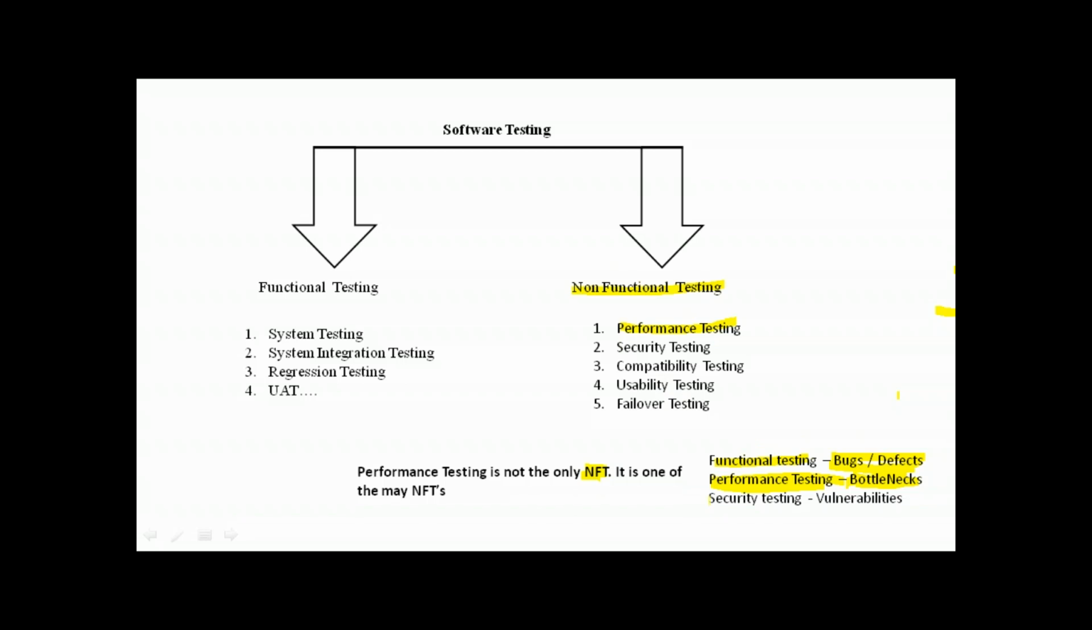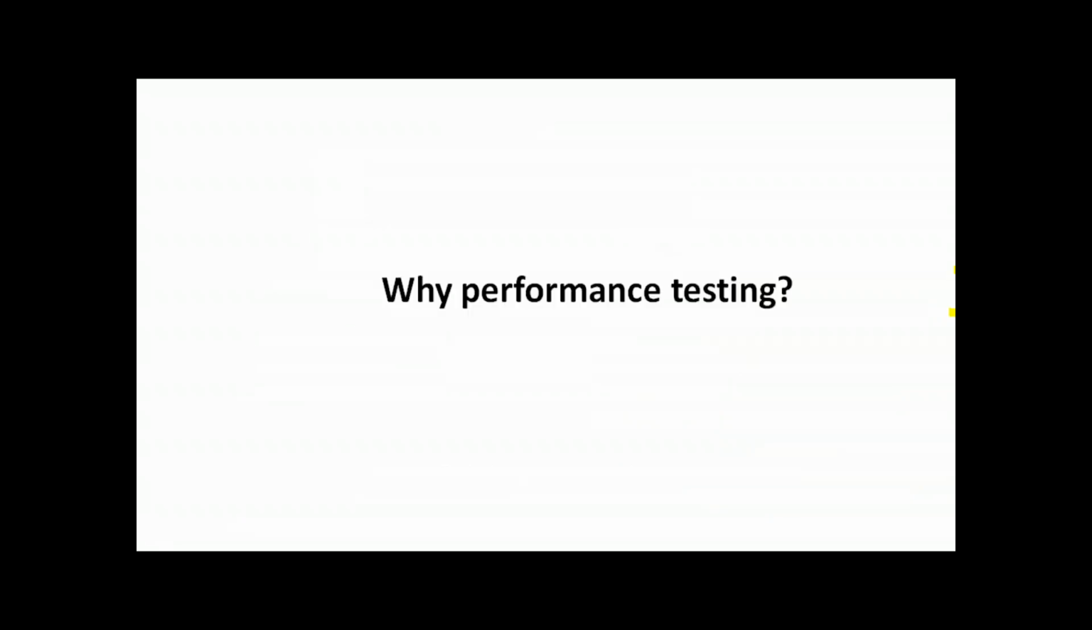And if you're doing security testing, the issues that you find when you're doing testing are called vulnerabilities. You see, everything is an issue. When you're doing functional testing and you find an issue, you call it a bug or a defect. When you're doing performance testing and you find an issue, you call it a bottleneck. When you're doing security testing and you find an issue, you call it a vulnerability. Like that, every testing has its own terminology, its own terminology for the issues.